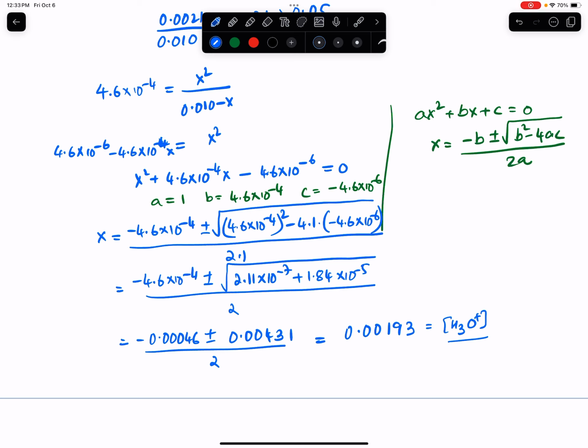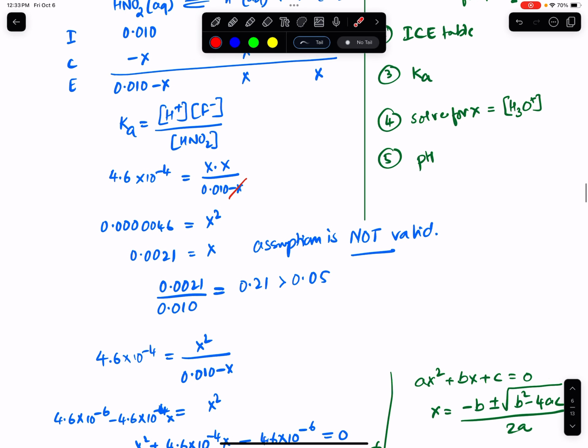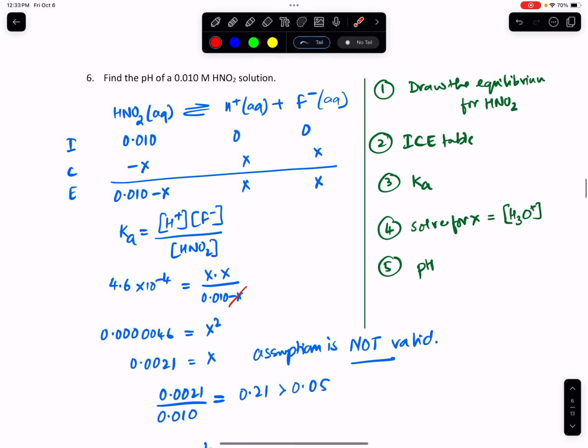So the pH is going to be the negative log of the H3O plus ion concentration. If I take the negative log of this value, I get the pH is equal to 2.72. And there you have it. That is the pH of the solution of this acid with this concentration. I hope that made sense. Thank you for watching.